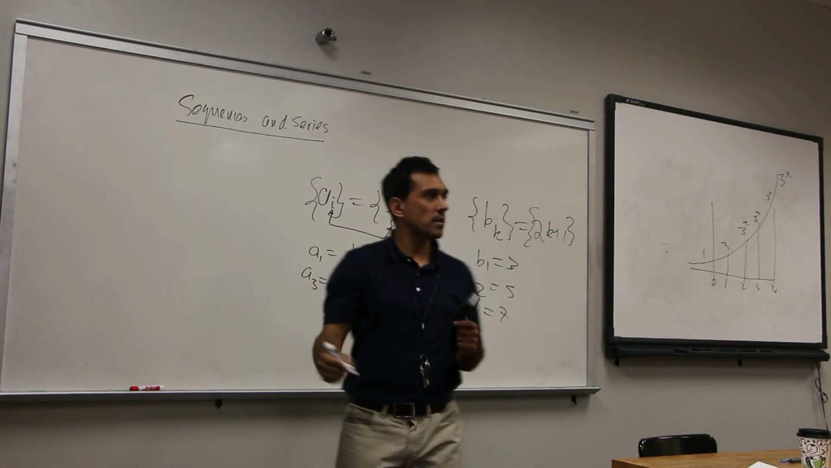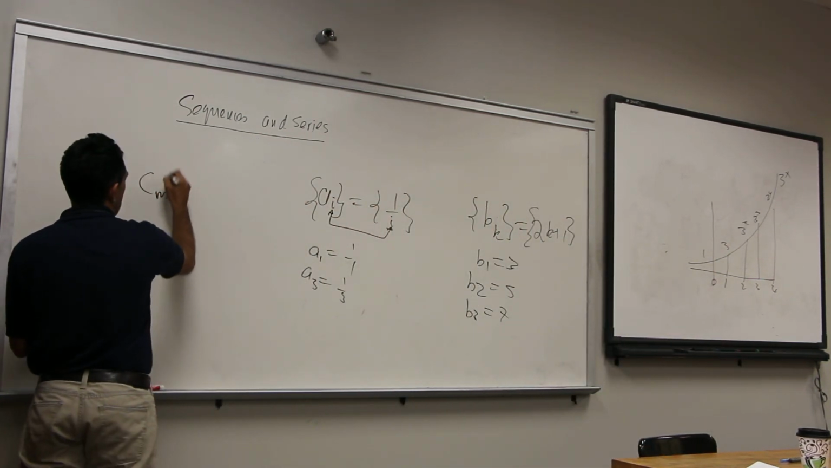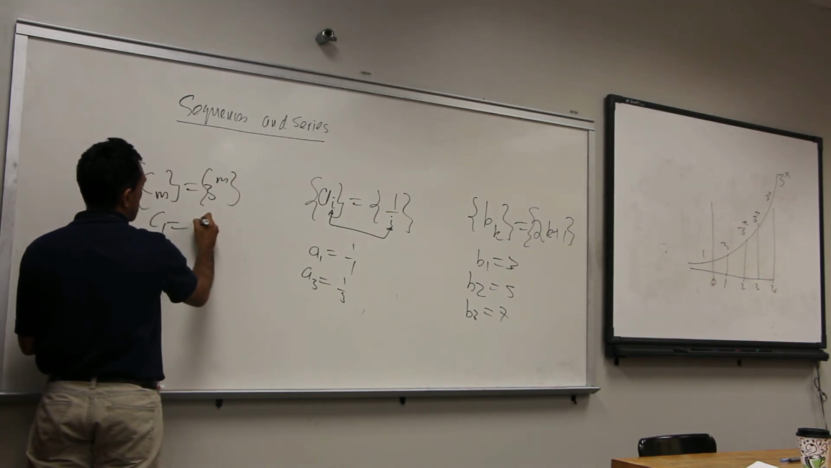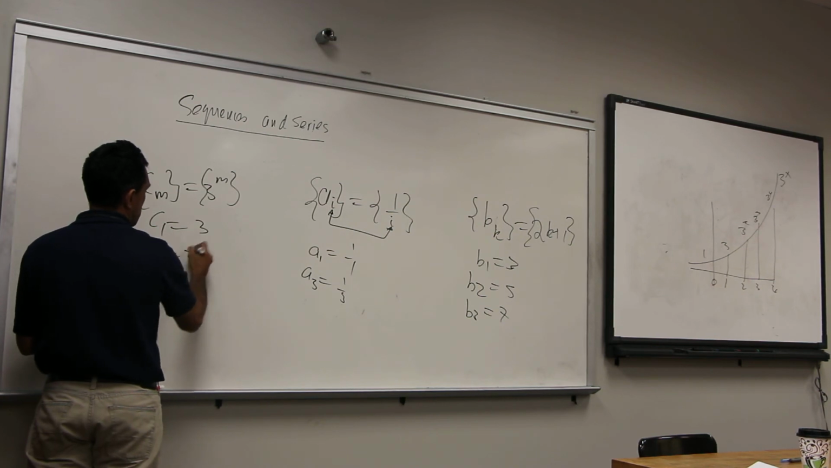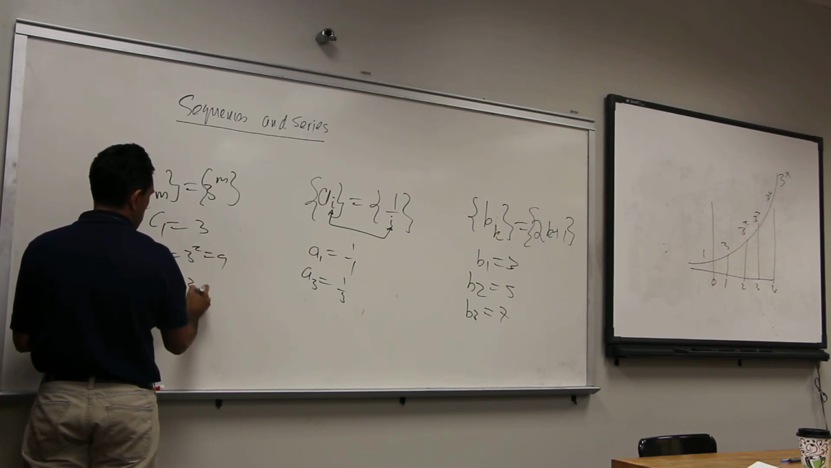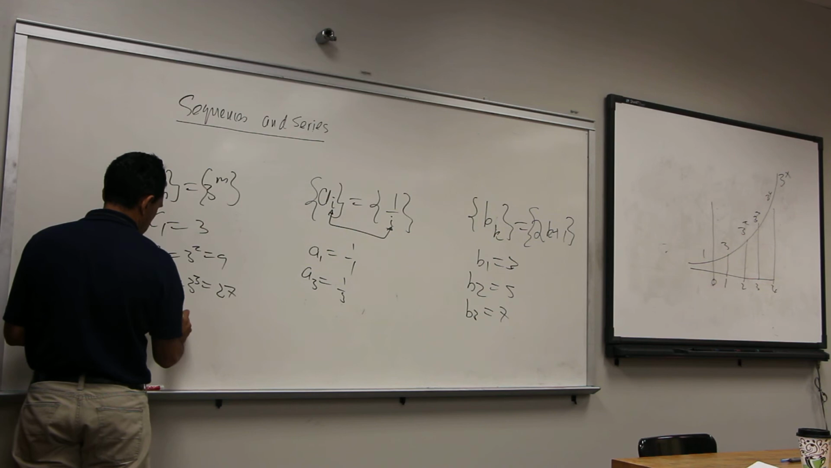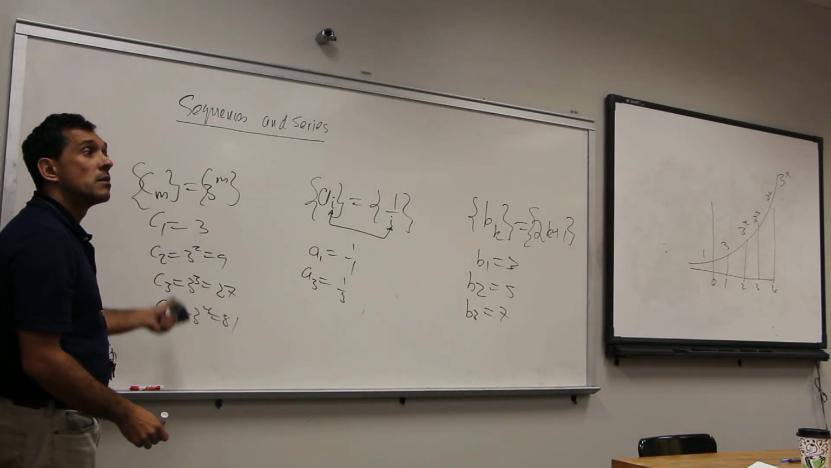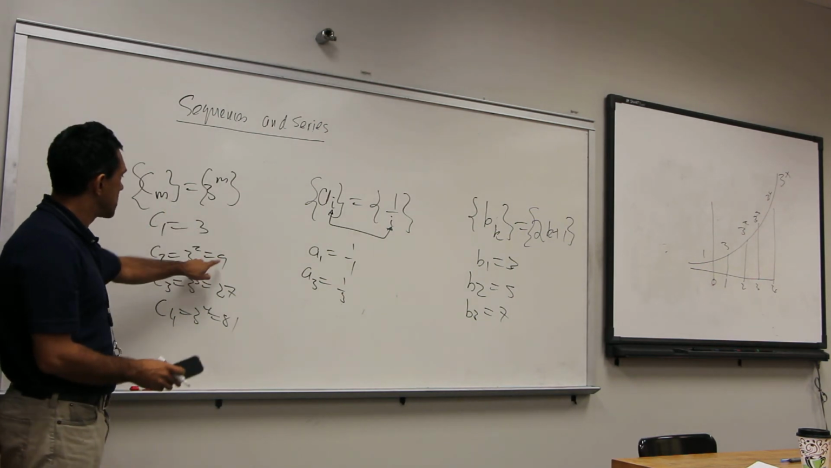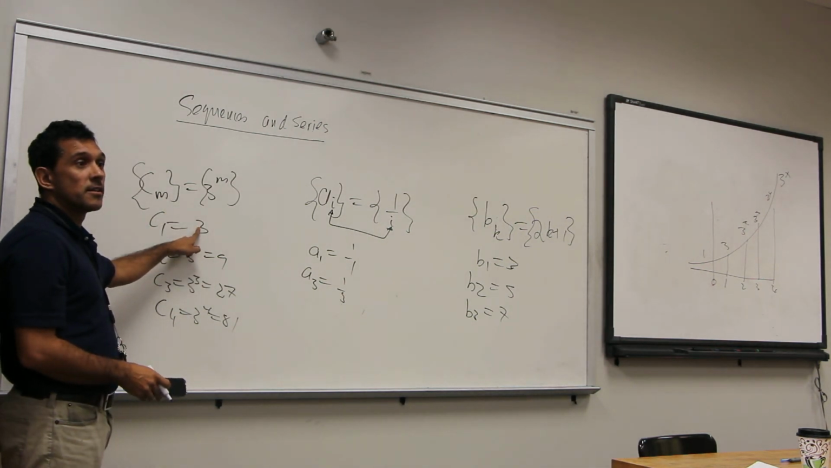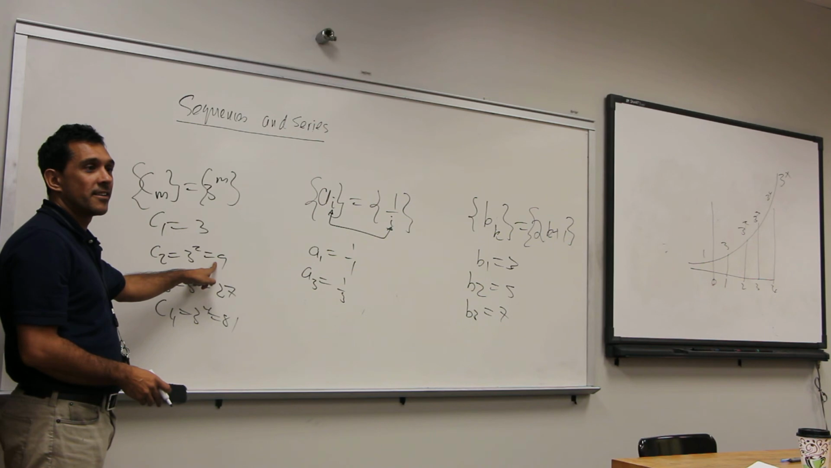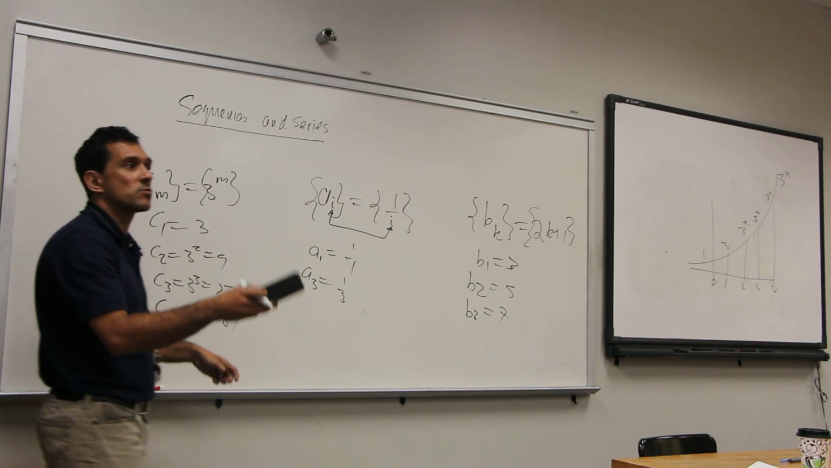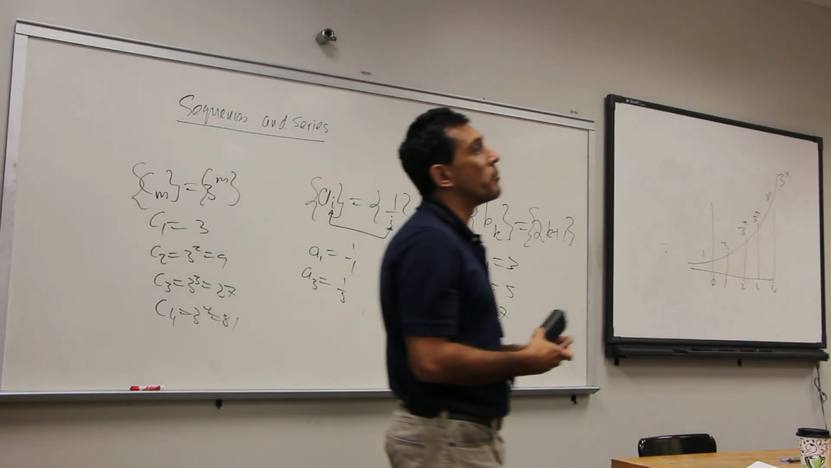Let's call it c. c_m. What's c_m? 3 to the power m. So c_1 is 3. c_2 is 3 squared, 9. c_3 is 27. What sequence is this? This divided by this, it's 3. This divided by this, 3. This divided by this, 3. What sequence is that? Geometric sequence, common ratio 3.